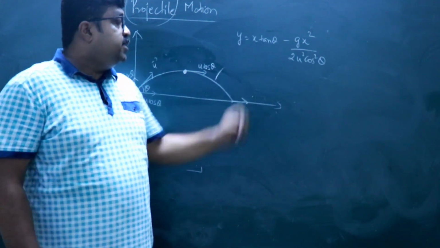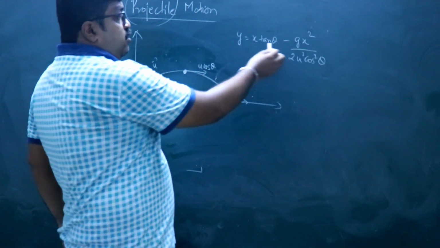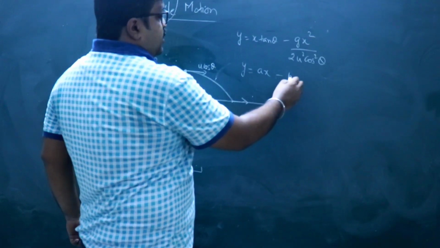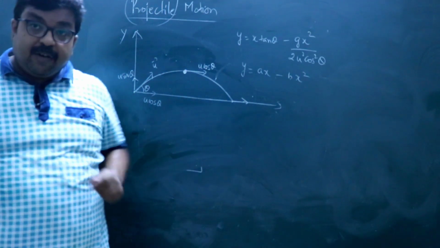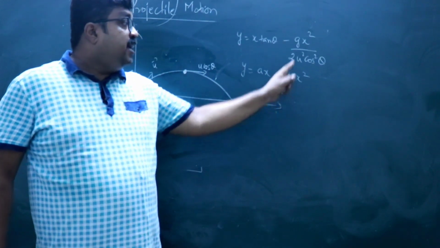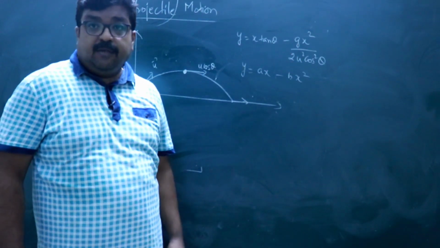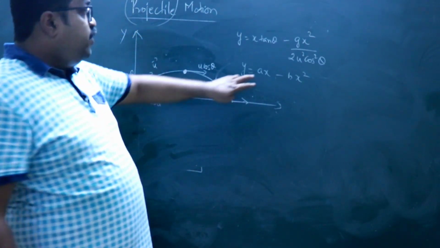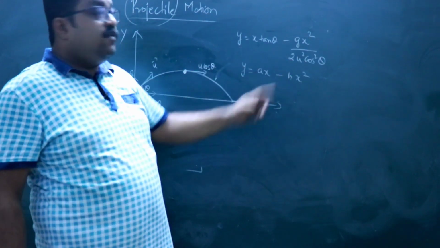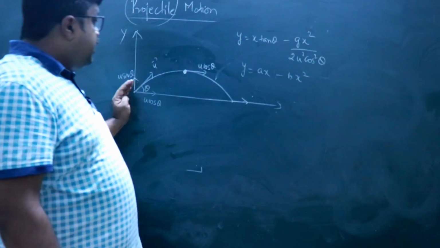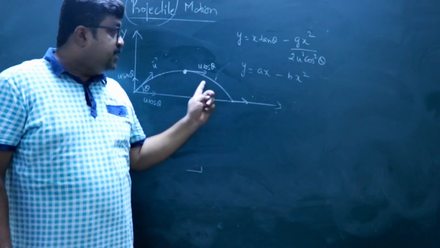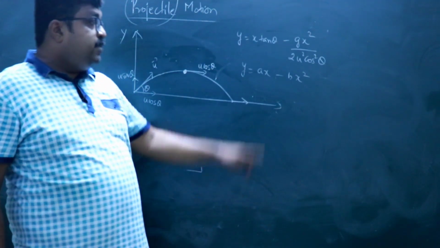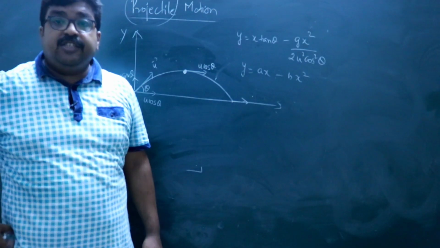See, this equation y is equal to x tan theta minus gx square divided by 2u square cos square theta is of the form y is equal to ax minus bx square, where a and b are constants. a is tan theta, b I have replaced to be g by 2u square cos square theta. Okay, now this is of the form of a parabolic equation, and if we keep these constants and change the value of x, you will get this curve. We have already defined this curve as the trajectory. So that means this equation represents the trajectory equation.